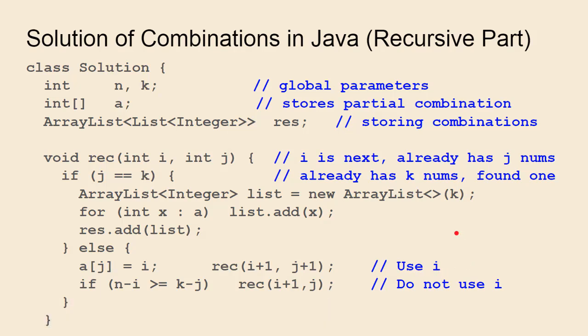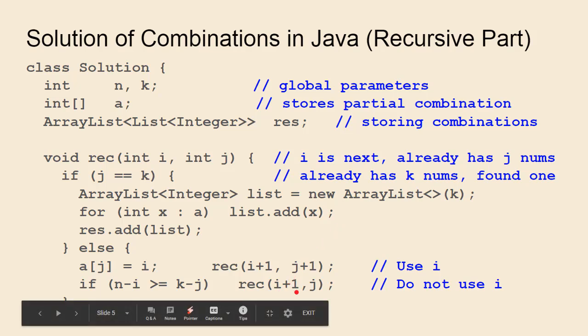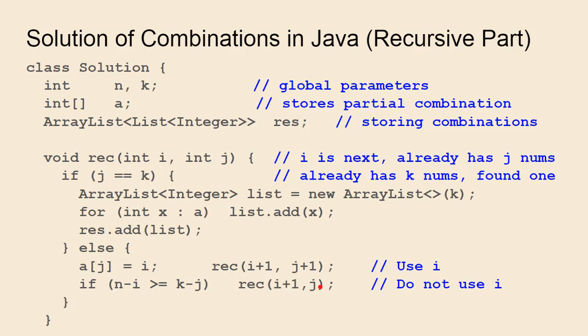And we also have the case of not using i, in which case we will call with i plus 1 but still with j, because at this point we have not used i as the j plus 1th number, so we still only have j numbers.